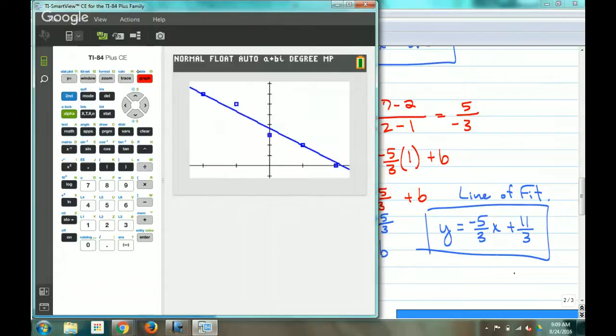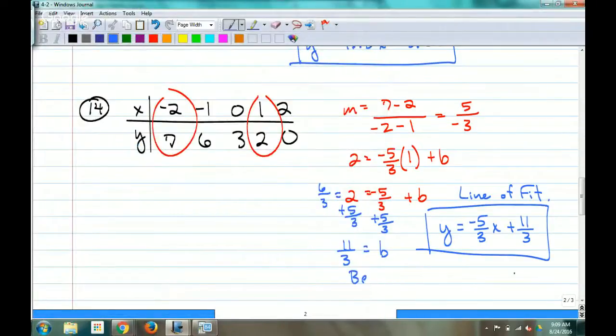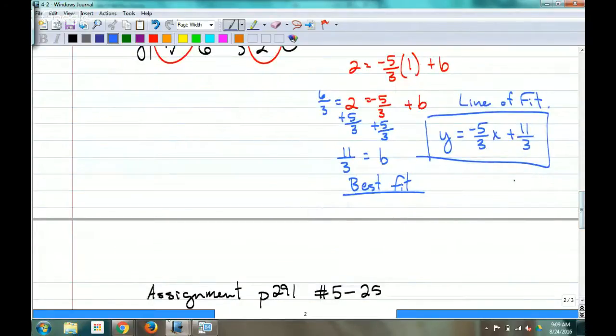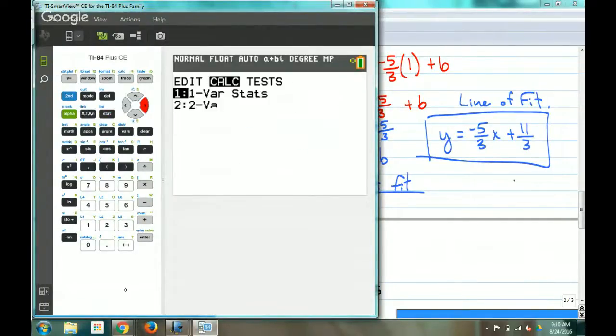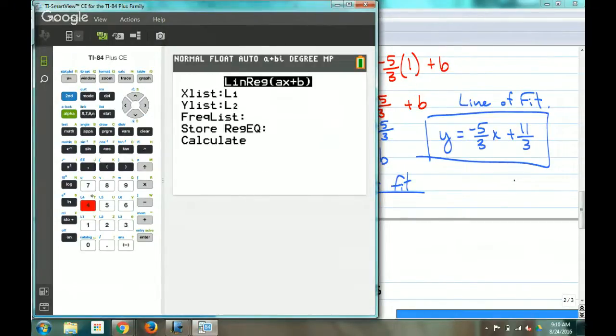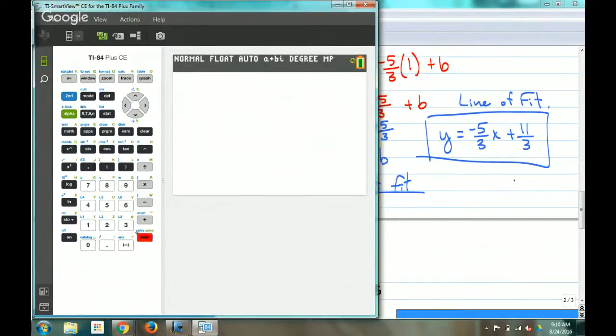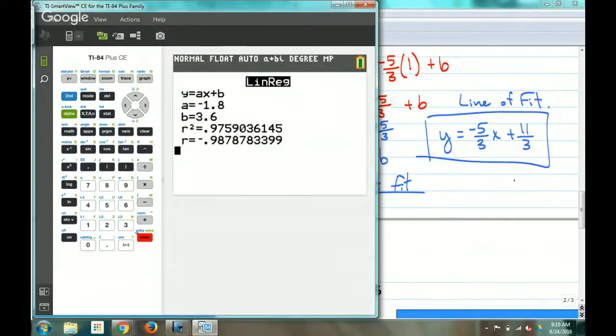Now we want the line of best fit. The easy part, right? Best fit. What do we need to do to get line of best fit? Good job. Stat, calculate, linear regression. The same. Nothing's changed. The only thing that's changed is what's in list 1 and list 2. That's what we've changed. And then I'm just going to tell it to calculate that. And I'm going to round to 2 decimal places for each part.